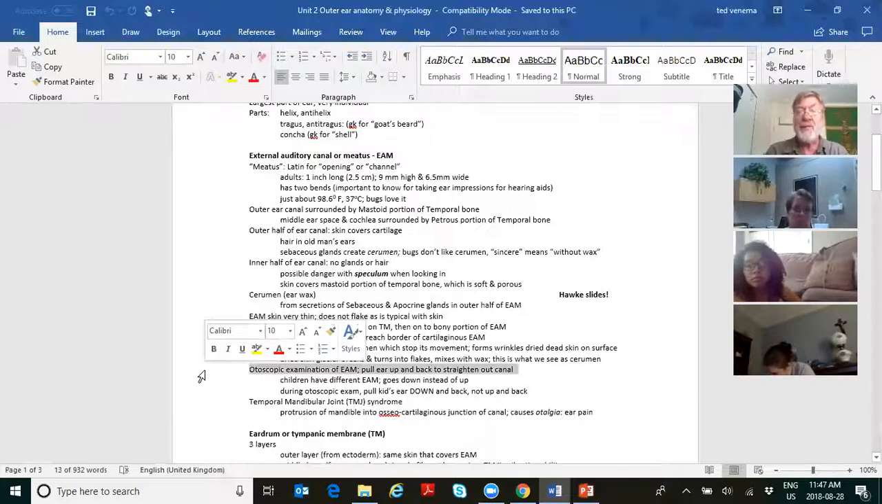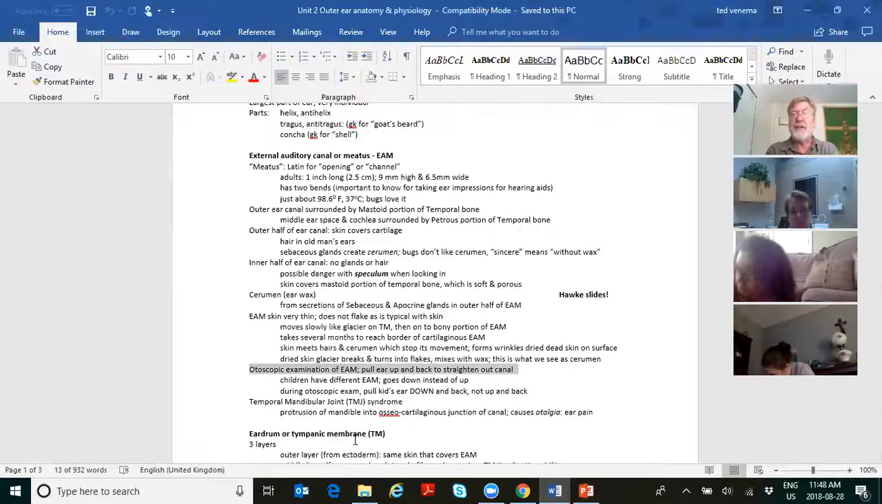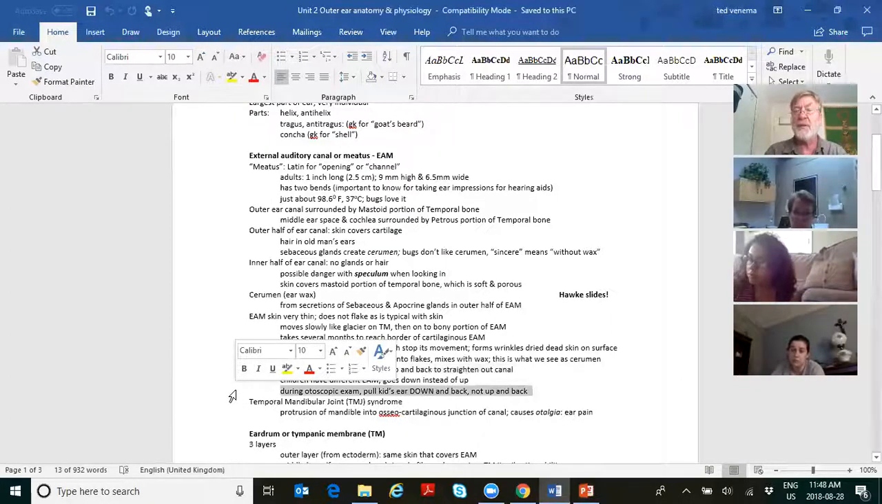Otoscopic examination of an ear canal: pull the ear up and back to straighten out the canal. Children tend to have a different kind of ear canal. It tends to go down instead of up. So if you were looking into a child's ear, you'd pull the ear down and back, not up and back.